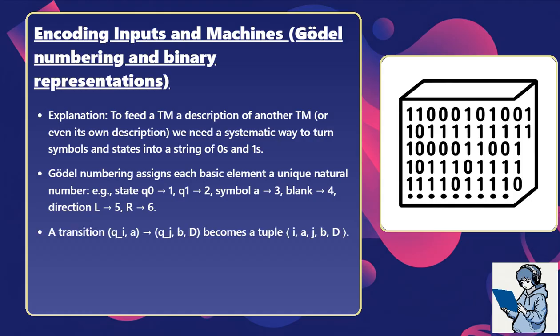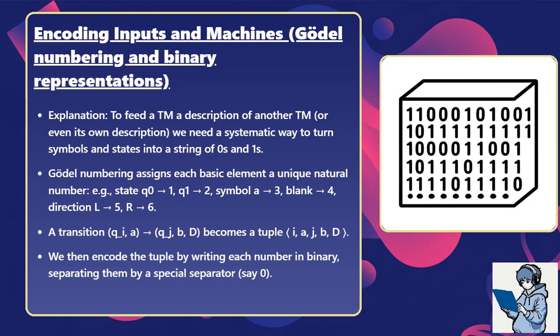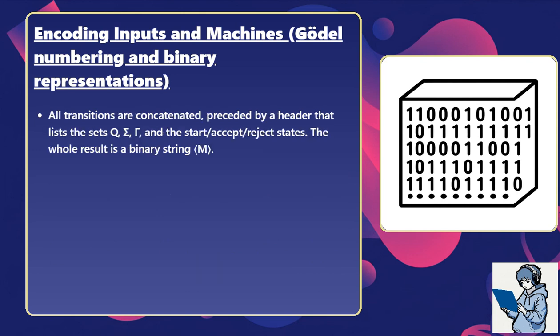A transition of state Qi reading A goes to state Qj writing B and moving direction D becomes a tuple of i, a, j, B, D. We then encode the tuple by writing each number in binary, separating them by a special separator, say 0. All transitions are concatenated, preceded by a header that lists the sets Q, sigma, gamma, and the start, accept, and reject states. The whole result is a binary string ⟨M⟩.